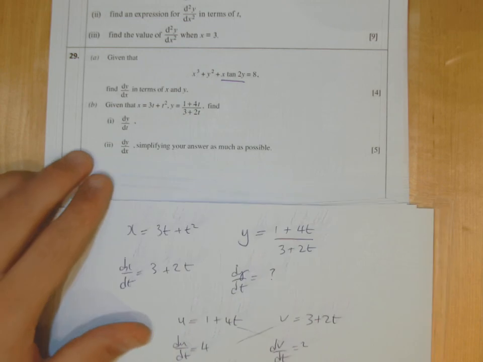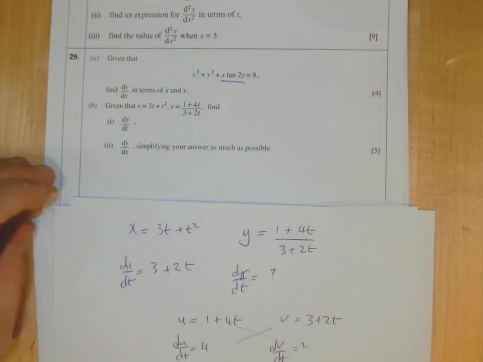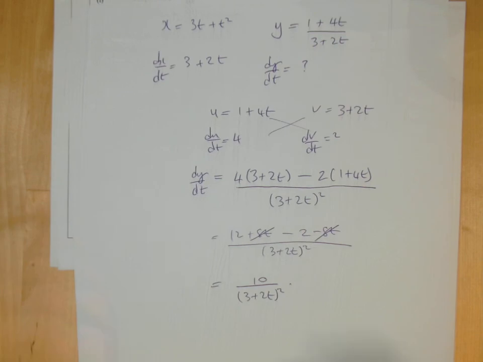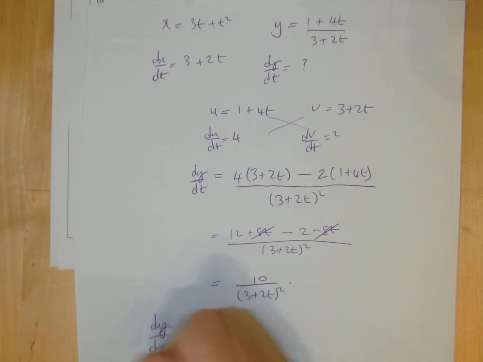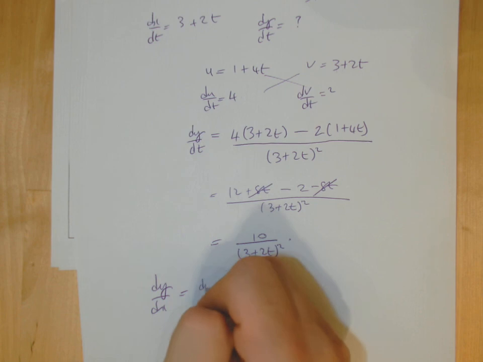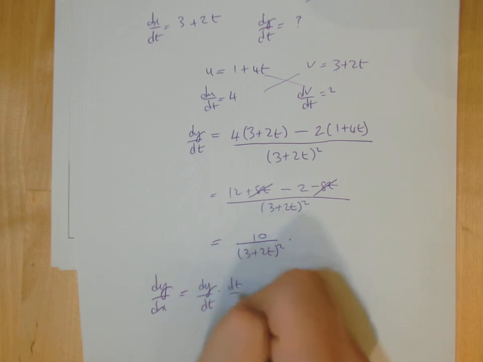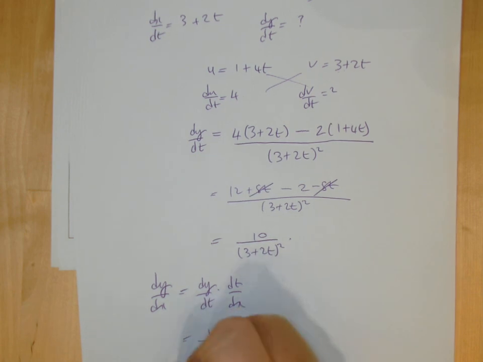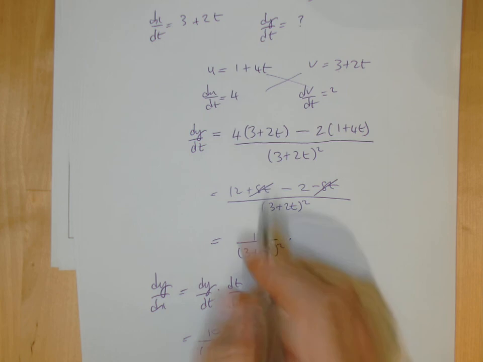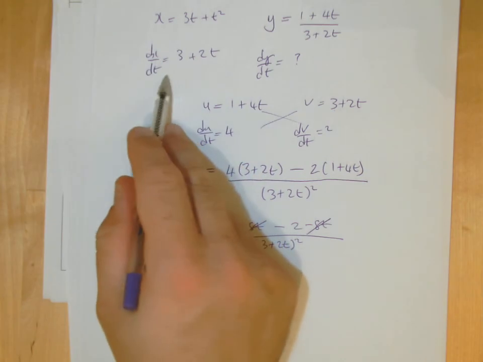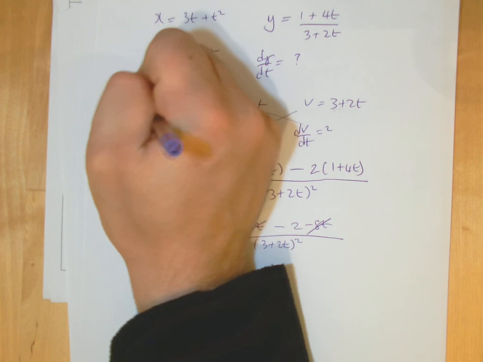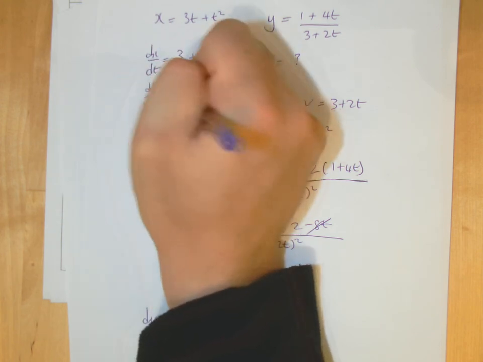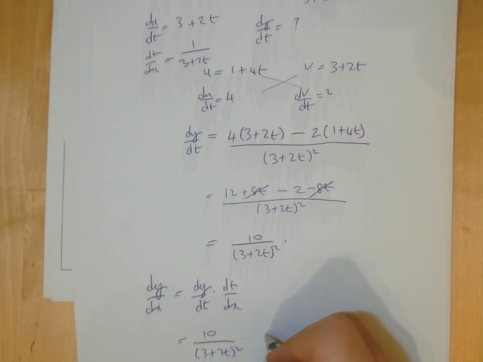So question part 2 then, it says find dy/dx, simplify your answer as much as possible. So dy/dx, well, remember with dy/dx, you want dy/dt times dt/dx using the chain rule. Now dy/dt we just worked out. dt/dx, remember I worked that out at the top. dt/dx then will be 1 over that. Yeah, you just take the reciprocal of it. So that would be 1 over 3 plus 2t.